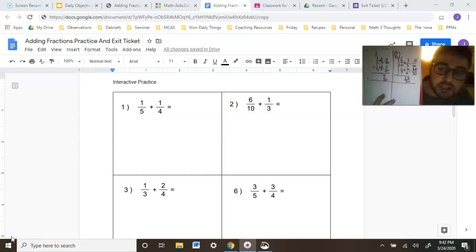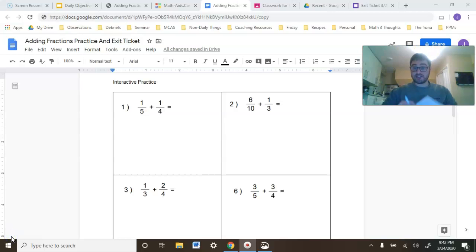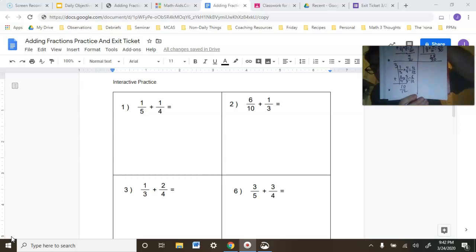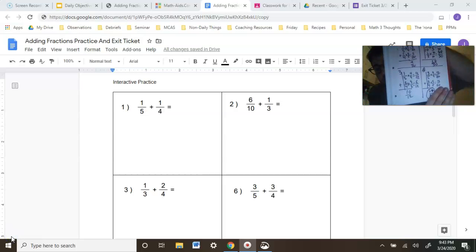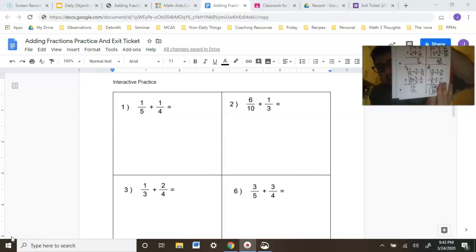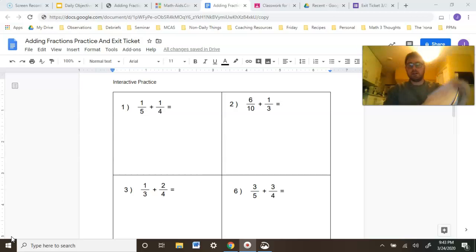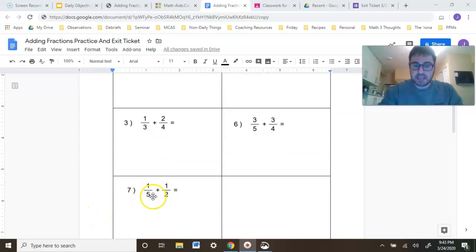Answer for number 2. Answer for number 3. And answer for number 6. Sorry, it's numbered incorrectly. You're going to see that's 27/20. All right, guys. So there's a couple more problems. You can practice that as well. 1/5 plus 1/2. I'm going to let you guys do that on your own.